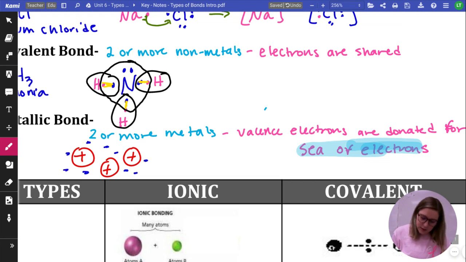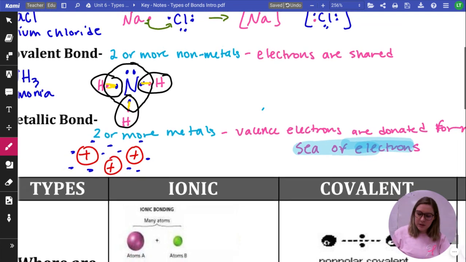And so because they have this sea of electrons, they're able to conduct electricity. Electricity is a flow of electrons, and so you have to have charges for them to be able to pass through. So because of that, they can conduct electricity. They are malleable because the atoms are basically able to flow and slide past each other in that sea of electrons. It just leads to a lot of different properties in those atoms.